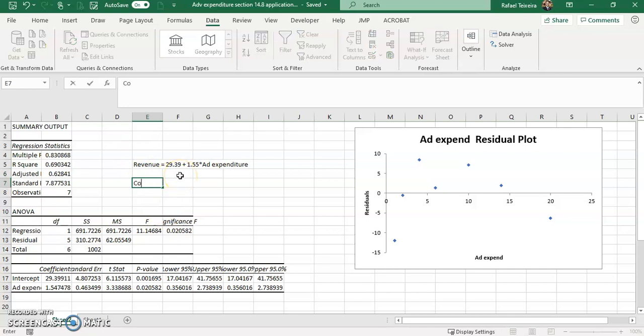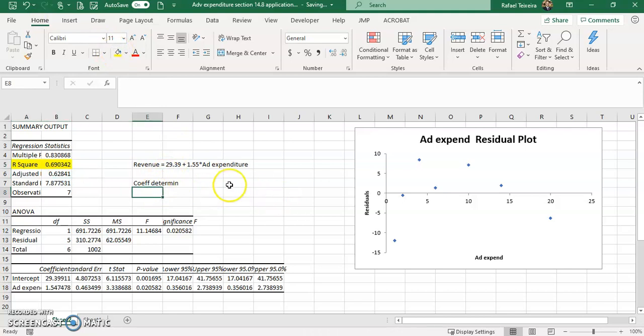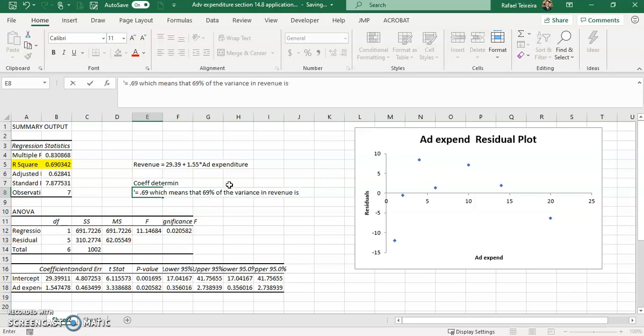And if it says what is the coefficient of determination, the coefficient of determination is here, is the R square. Coefficient of determination is equal to 0.69, which means that 69% of the variance in revenue is because of the variance in advertising expenditure. Okay, so this is the coefficient of determination.